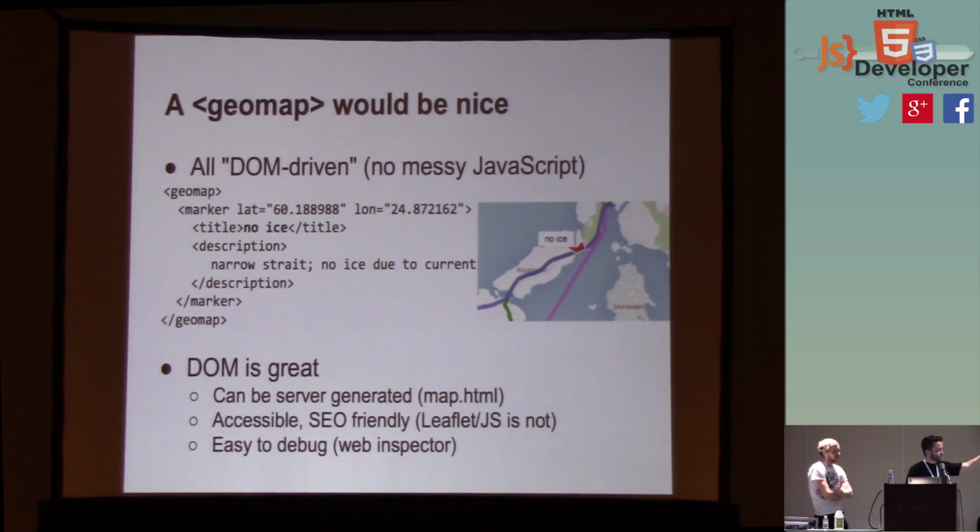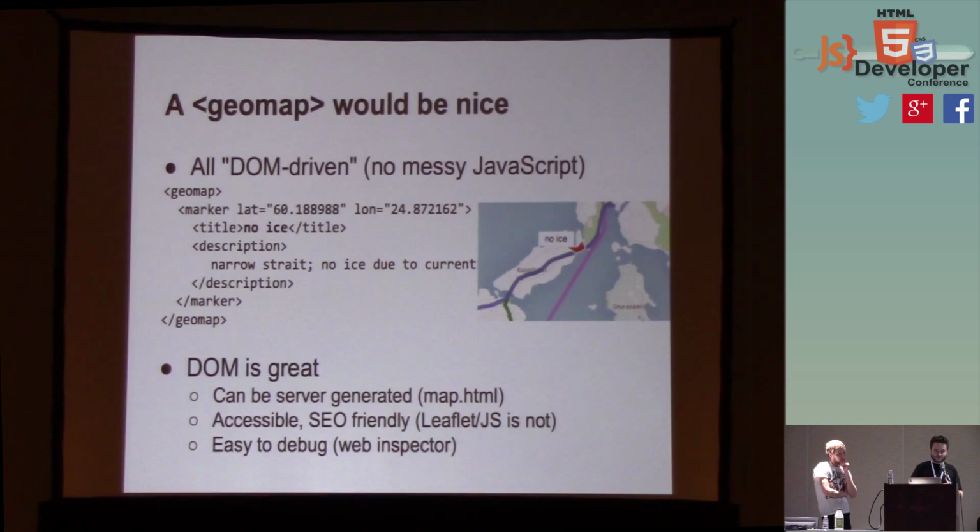You have element geomap, then you can add markers to it. You have elements there. So it's semantic, it's not JavaScript. And it's not tied to Leaflet either. And then for this disruptive event of no ice, you would have a title and description.